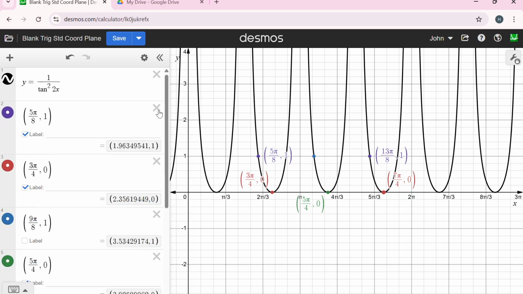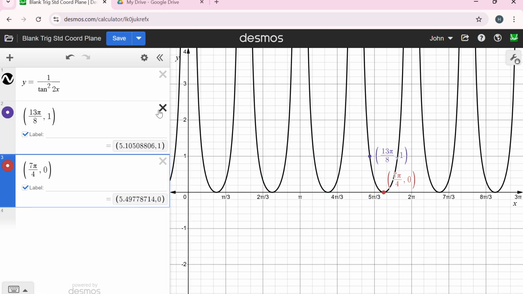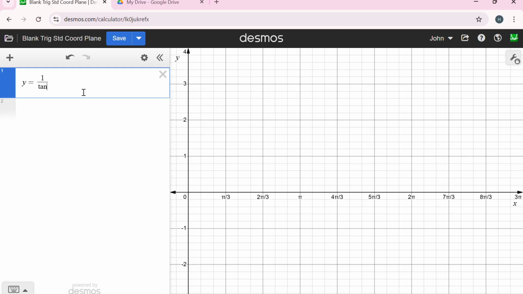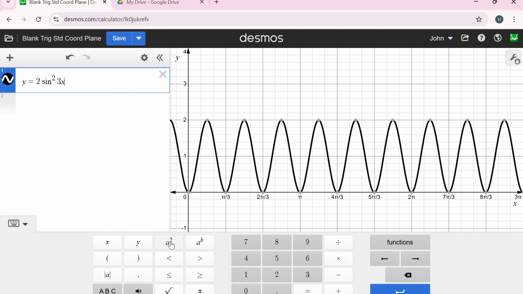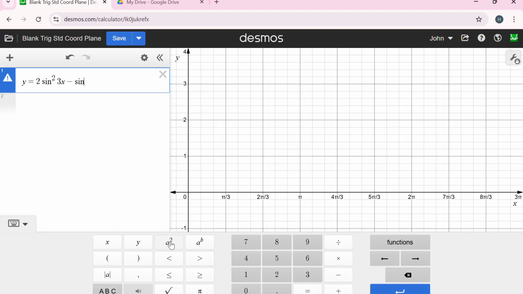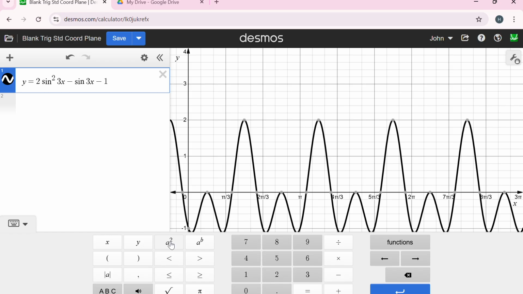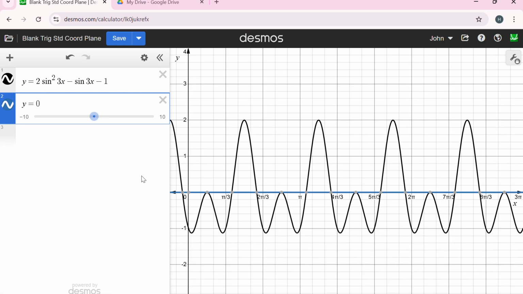Okay, so number 7. On the left side, let's just put all of that quadratic on the left side. So 2 sine squared of 3x minus 3 sine of 3x minus 1 equals 0. And then, of course, y equals 0 will be our other line. And where do they intersect up to 2 pi?